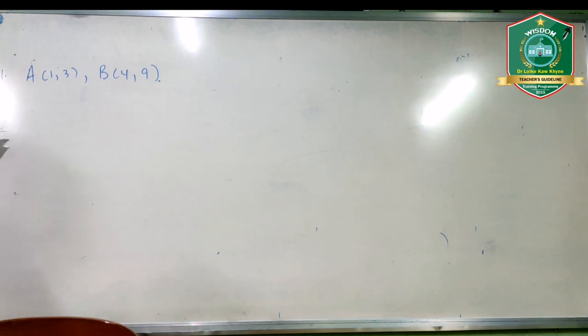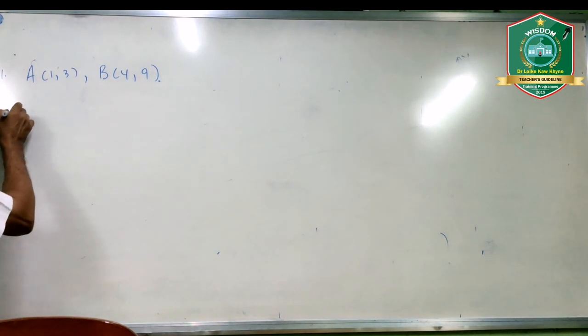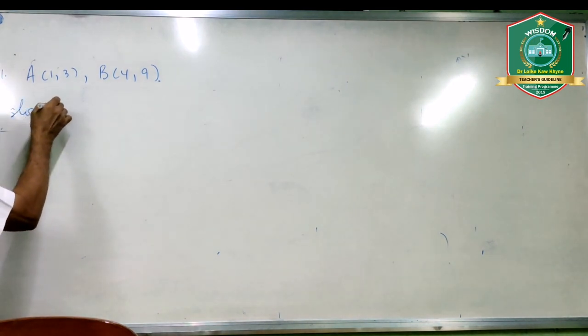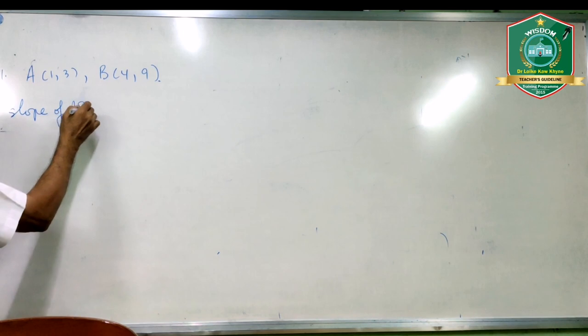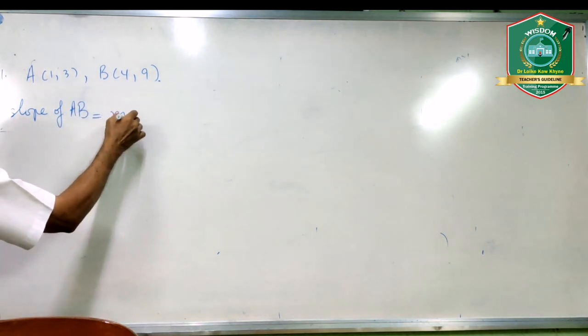Equation of line. Shall we find the y intercept? The y intercept shall be b. Slope first: the slope of AB.